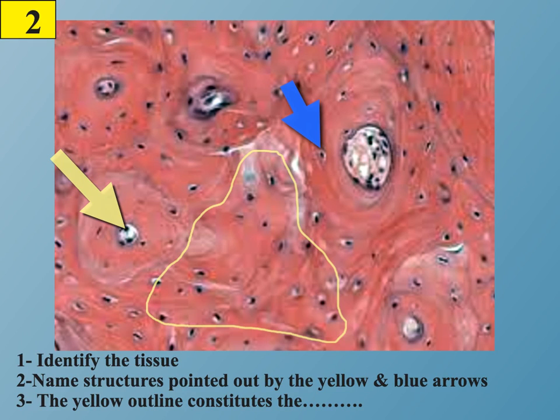Identify the tissue. It is the decalcified compact bone. Name the structures pointed out by the yellow arrow. Here it is the Haversian blood vessel inside the Haversian canal. Blue arrow, it is the osteocyte in the lacuna. And number 3, the yellow outline constitutes the interstitial lamellae, which are the lamellae present in between the Haversian systems.